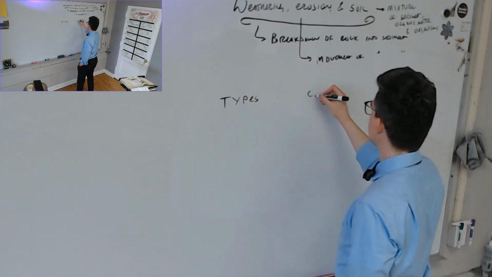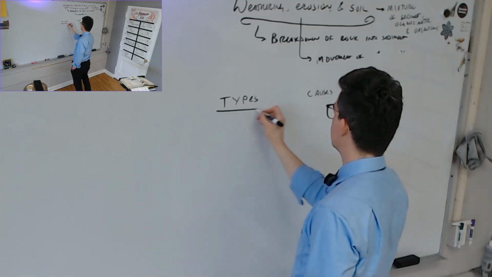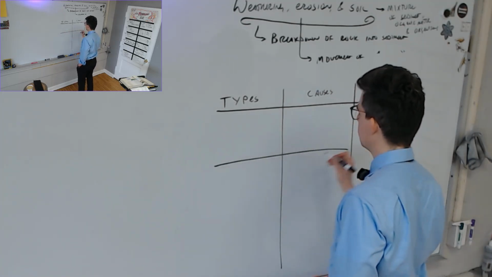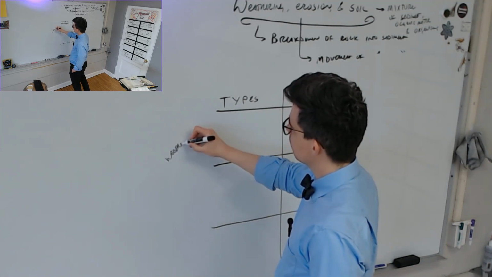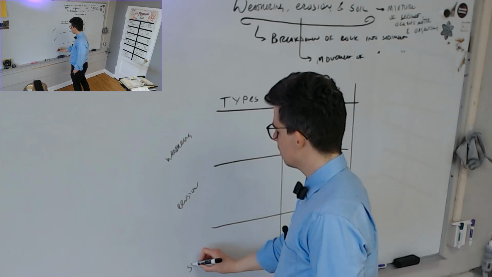And I'm going to leave myself a little room over here to do some drawings and stuff. I love to do some drawings and stuff. Types and causes of each of, this is going to be beautiful, weathering, erosion, and soil.